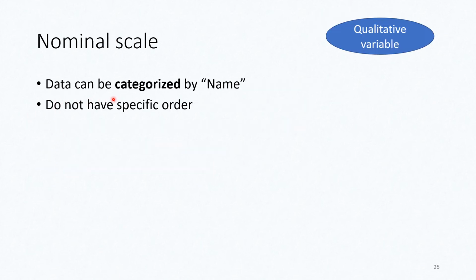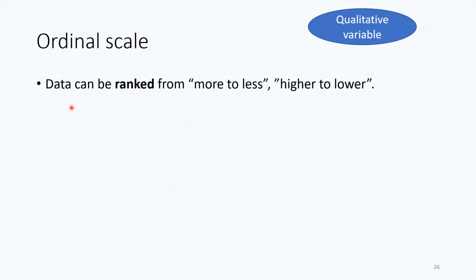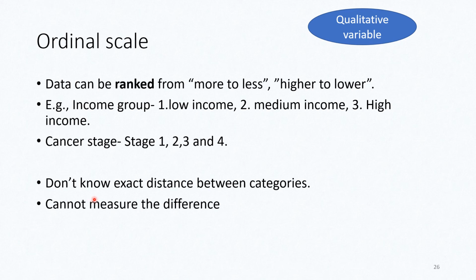Nominal scale means data can be categorized by name with no specific order. For example, gender, blood type, ethnic group. Ordinal scale means the data can be ranked from more to less, higher to lower. For example, income group: low income group, medium income group, high income group. Cancer stage: stage 1, 2, 3, 4. We don't know the exact distance between two categories, so we cannot measure the differences.